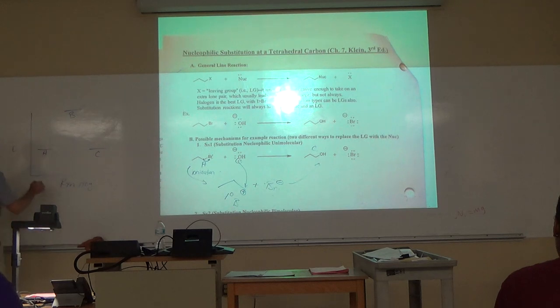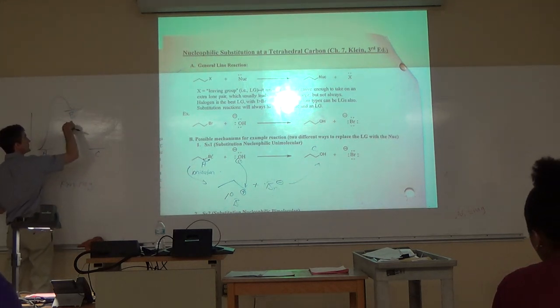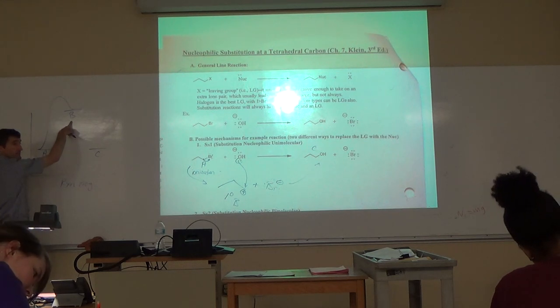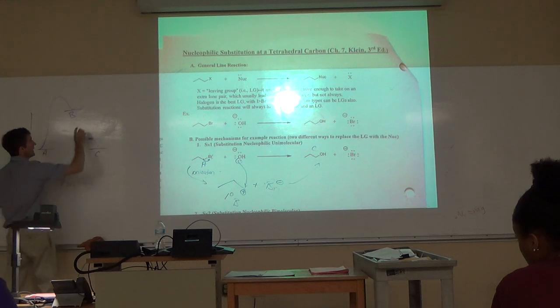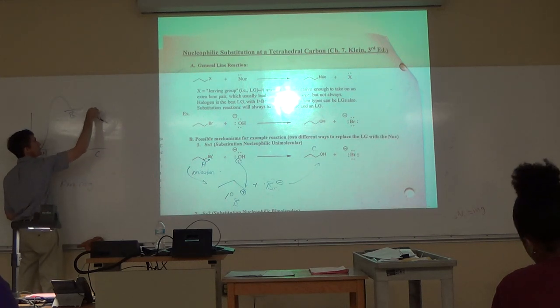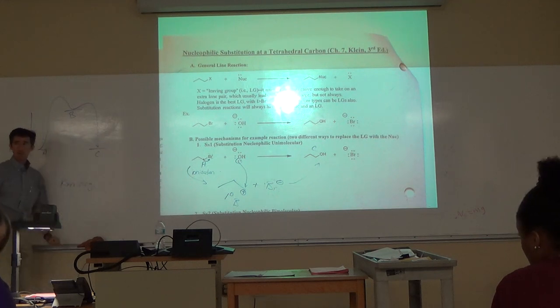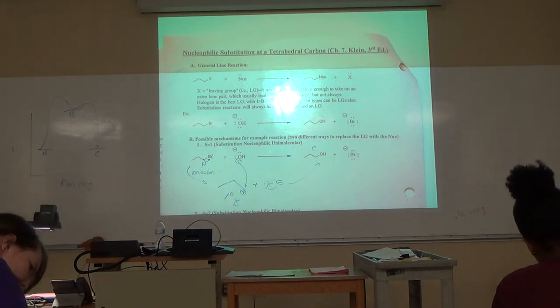It's called a nucleophile. Okay, there's a transition state leading to the carbocation, a discrete intermediate. Then there's a transition state leading to C. How big of a transition state energy? Not too much. We're going downhill. It doesn't take much energy to fall downhill.